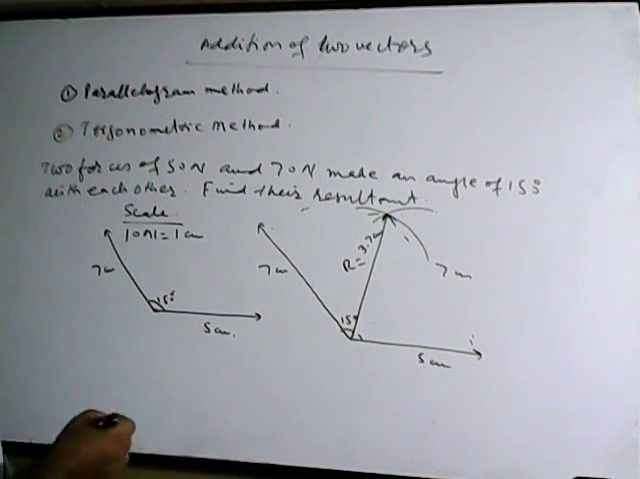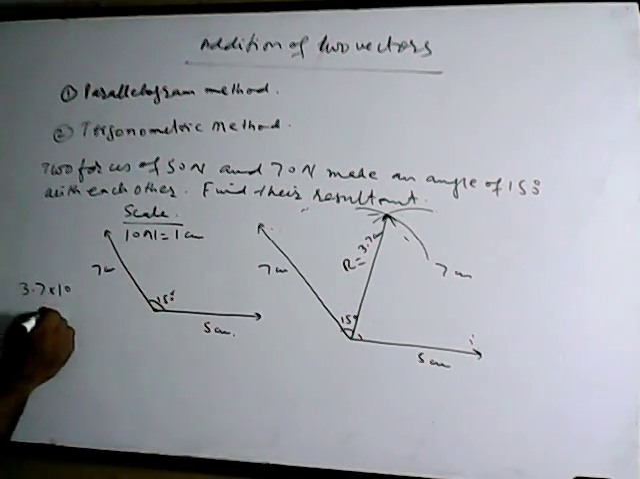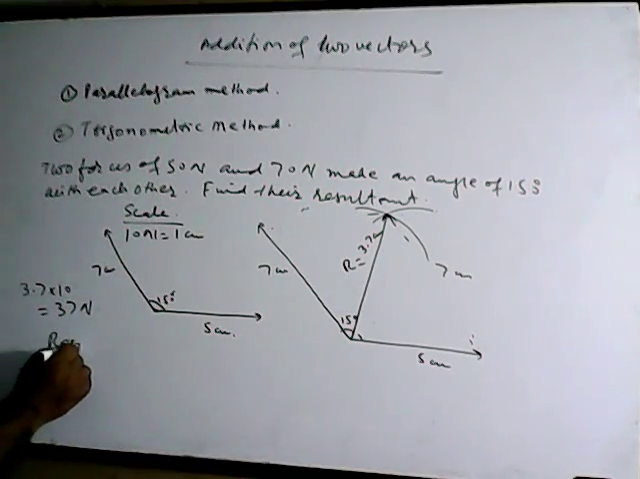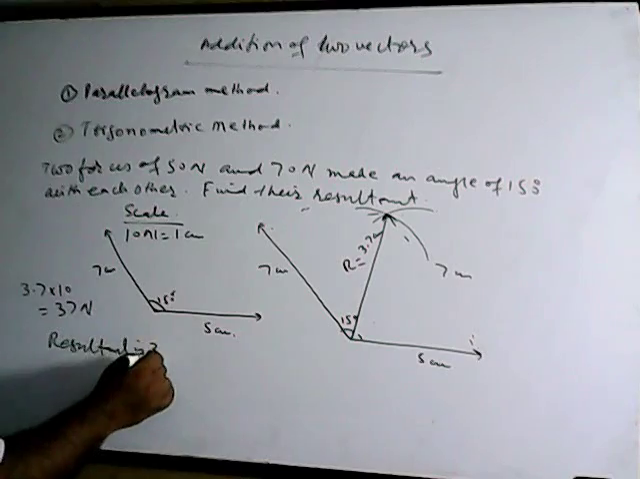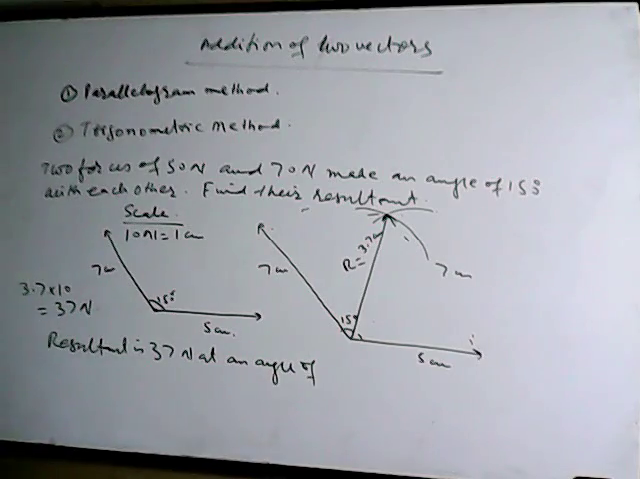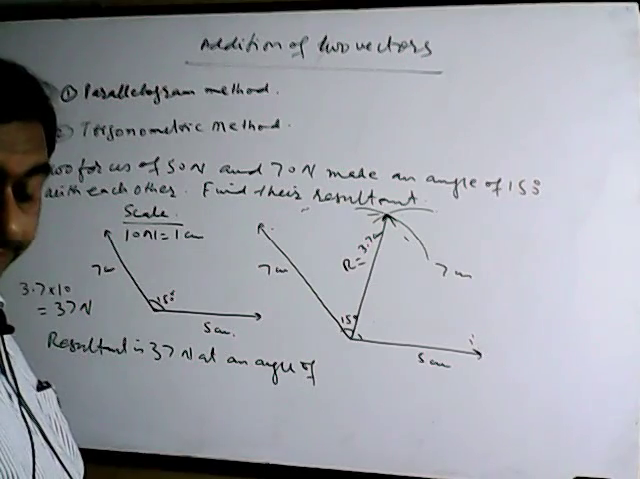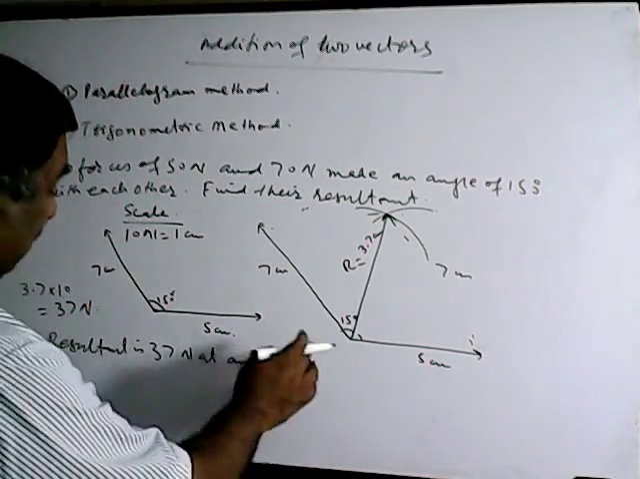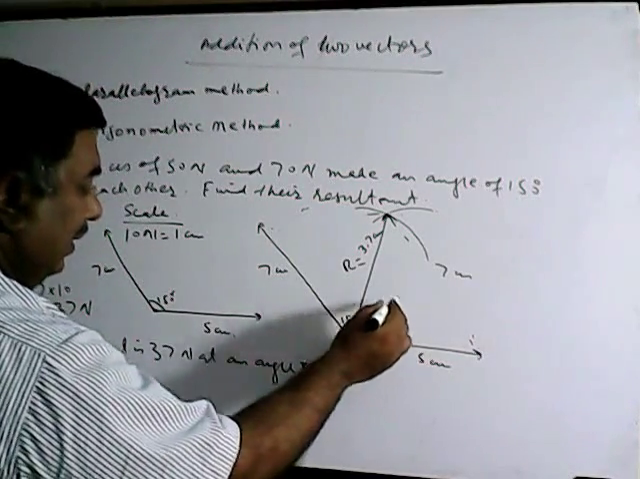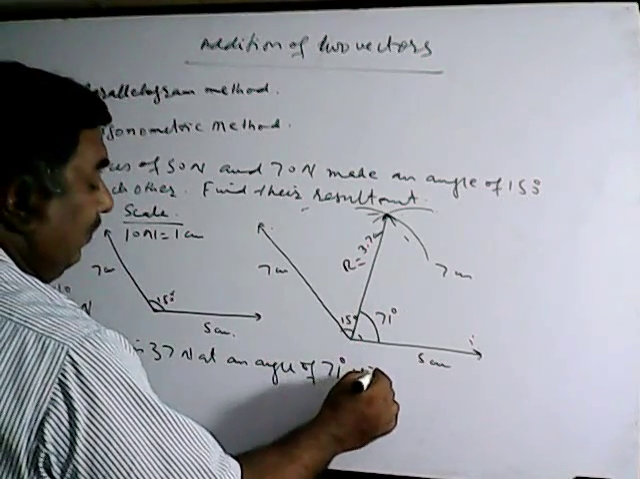centimeter. When it is 3.7 centimeters, so I will say the resultant is 3.7 multiplied by 10, which is how much? 37 Newton. So I will say the resultant is 37 Newton at an angle of, I can have two angles measured here. If I am making this angle with this 50 Newton force, actually you will see this angle will be 71 degree. So I will say resultant is 37 Newton at an angle of 71 degree with the 50 Newton force.